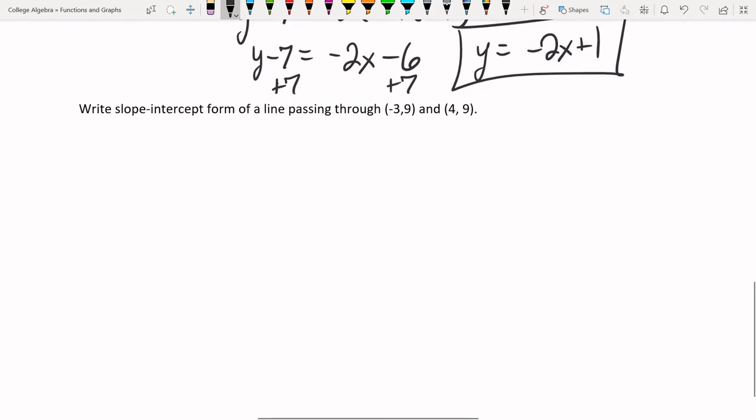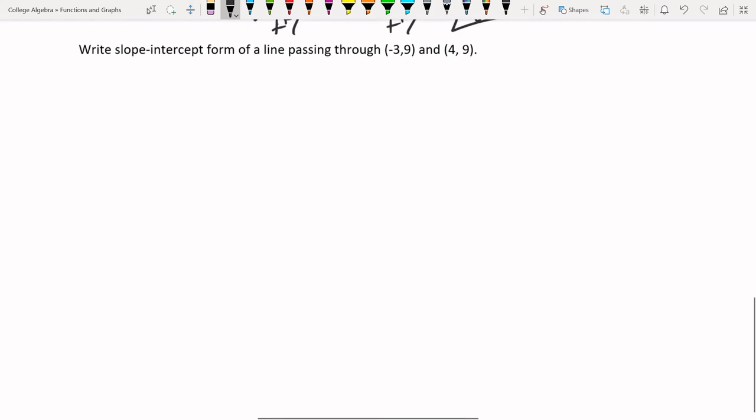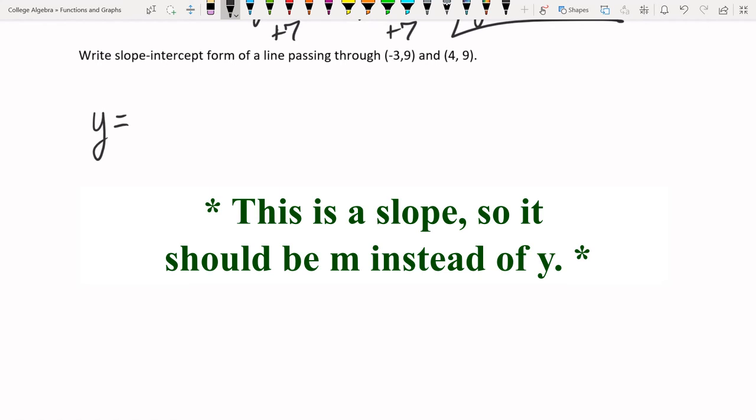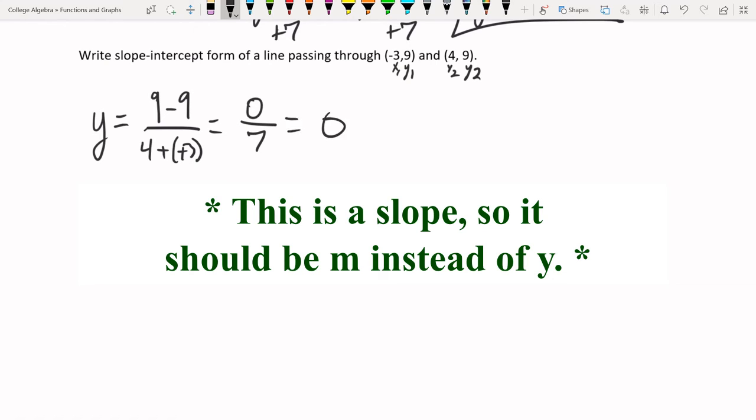All right, this one is the same type of problem. Slope-intercept form of a line passing through 2 points. We do not know the slope, so the first thing we're going to do is find the slope. We have x1, y1, x2, y2. We have y2 minus y1 over x2 minus x1. 0 over 7, which is 0.